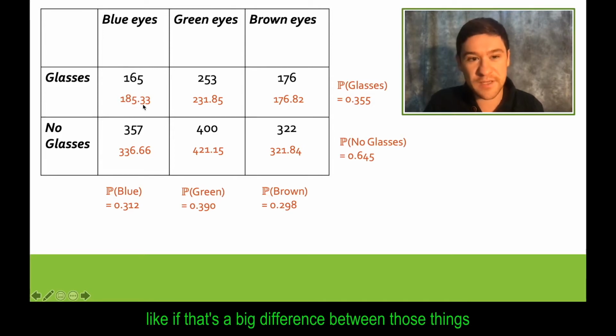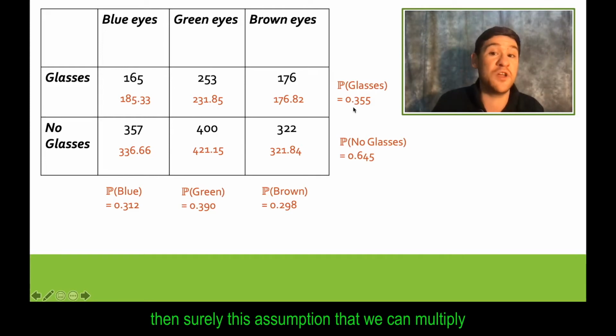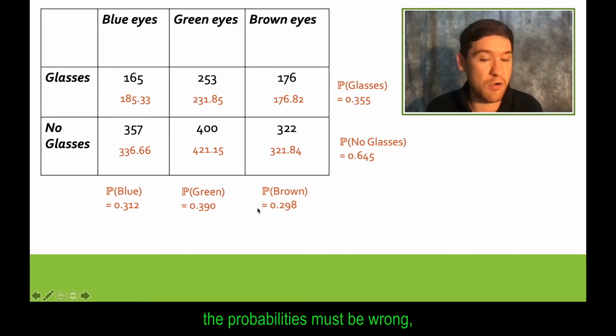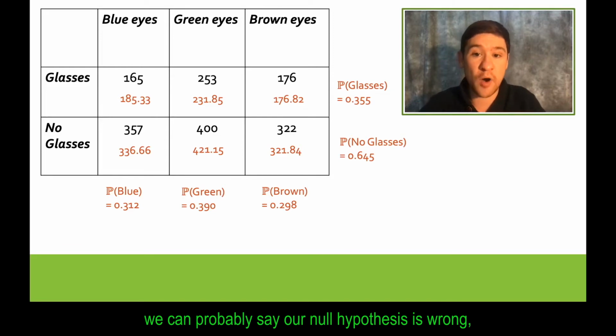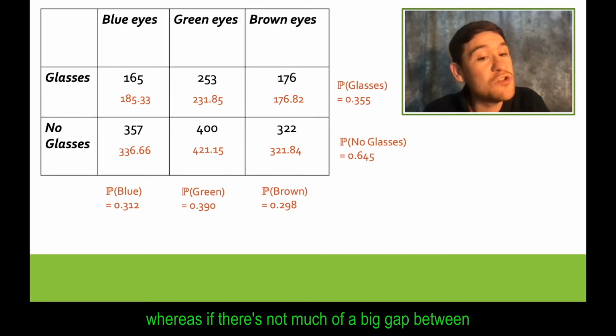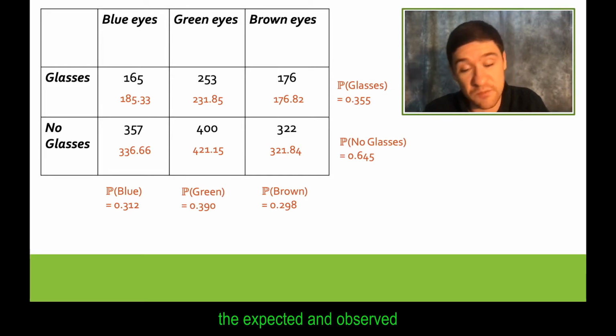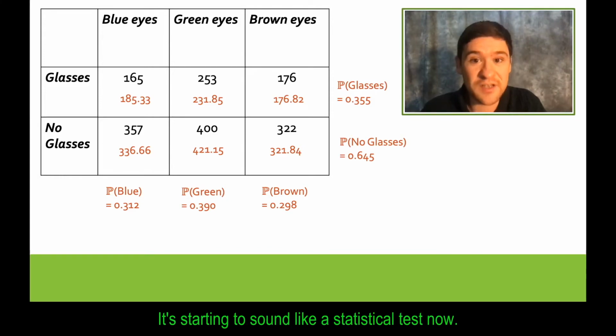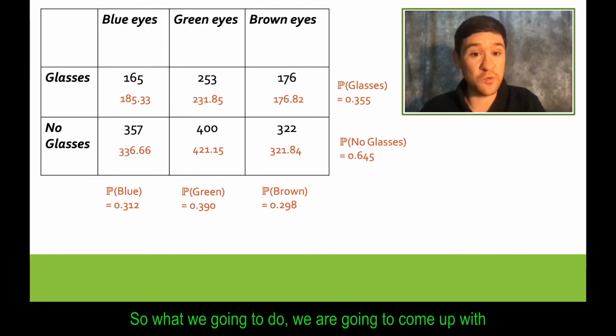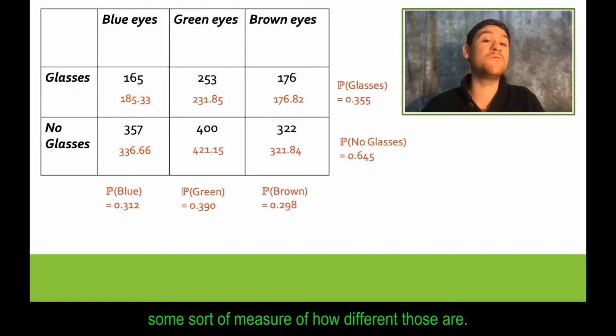So we'd expect that many people, and we received that many people. If there's a big difference between those things, then surely this assumption that we can multiply the probabilities must be wrong. So if there's a big gap between the expected and the observed, we can probably say our null hypothesis is wrong. Whereas if there's not much of a big gap between the expected and the observed, we can't say it is wrong. We don't have enough evidence. Starting to sound like a statistical test now. So what we are going to do is come up with some sort of measure of how different those are.